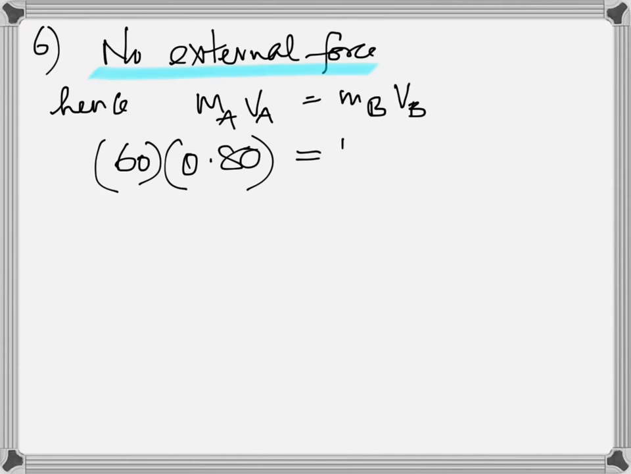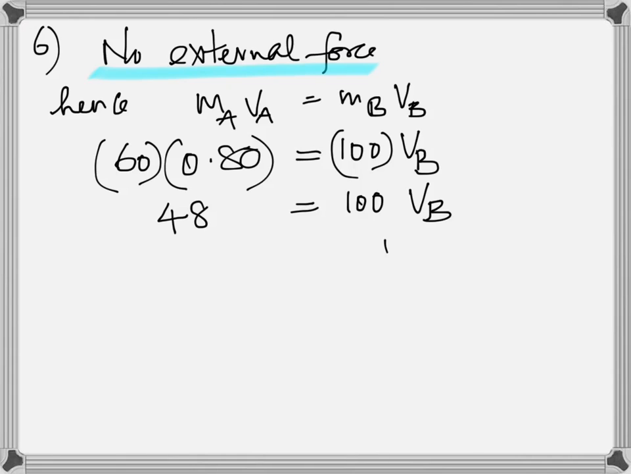Okay? So 60 times 0.8, mass of the person times his velocity, is equal to 100 times the velocity of the other one. So 60 times 0.8 is 48 is equal to 100 times v. Divide 48 by 100, you would get 0.48 meter per second. How tough can that be?